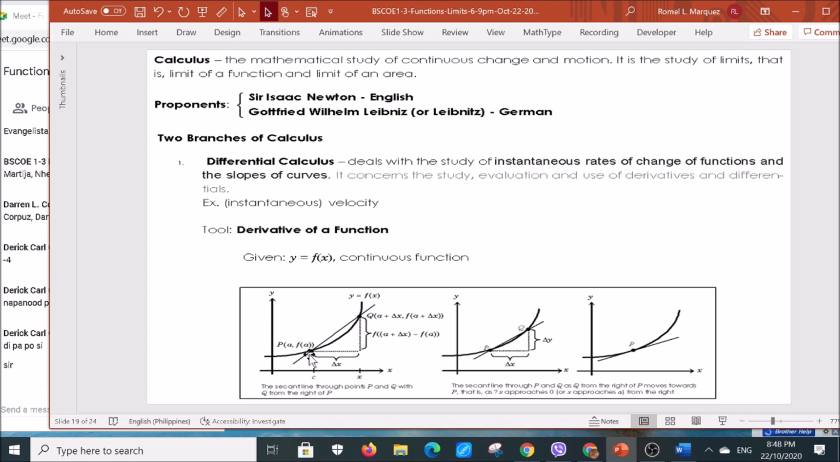This Q is approaching P. And how fast does it approach P? It is by the quantity delta y over delta x. And if you take the limit of that, delta y over delta x, as delta x approaches 0, then you will come up with what we call the tangent line, and the slope of that is the derivative. For the meantime, don't get disappointed if you don't understand. This will be discussed thoroughly once we are already in the derivative.